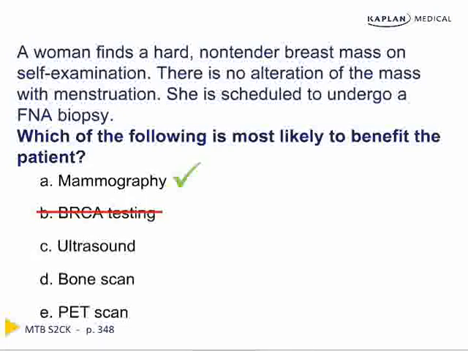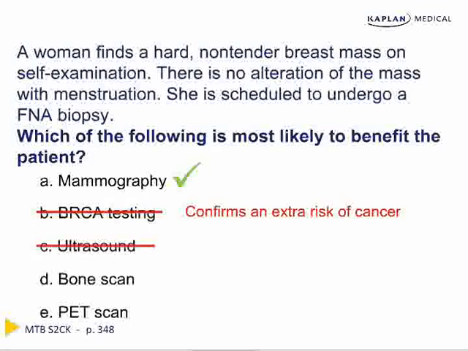BRCA testing is not the right answer because although we know that people with a positive BRCA mutation are at increased risk for cancer, it doesn't really give us any additional information on how best to treat them. We'll talk a little bit more about this controversy later.